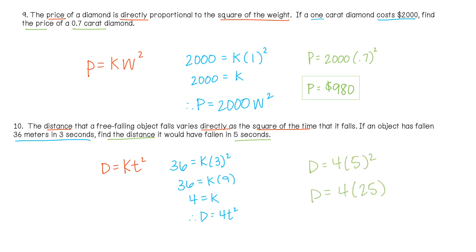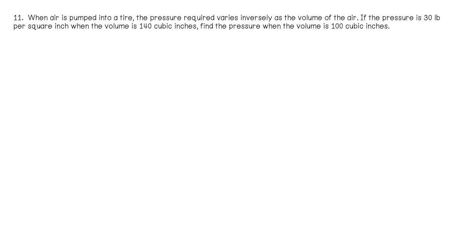And 5 squared is 25. 4 times 25 is 100 meters. Make sure to include your units. If you do not include your units, I do not count it right. Always include your units. Next question.